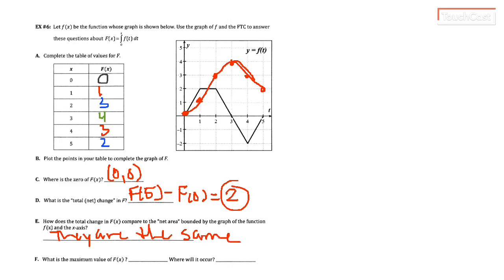So the maximum value for our big F, we found, is 4, and that occurs when x is equal to 3. And that wraps up our lesson on the fundamental theorem of calculus.